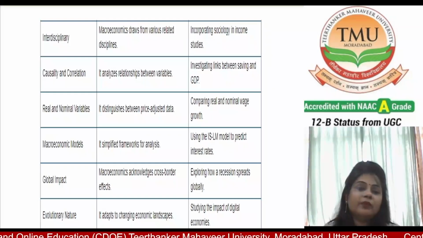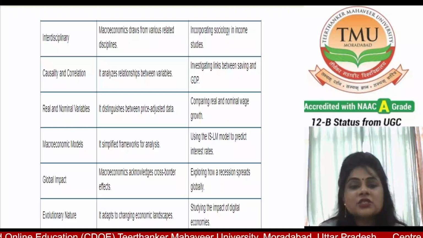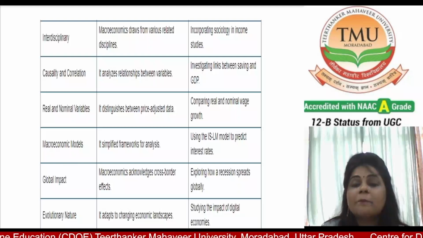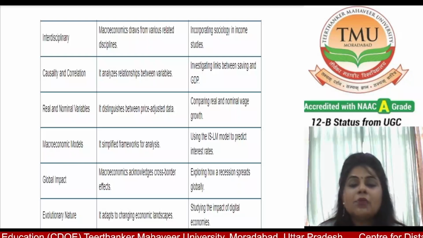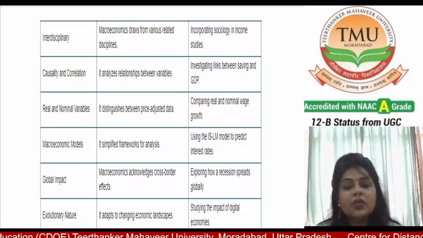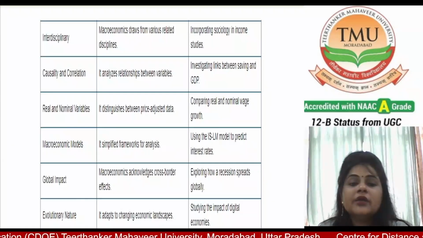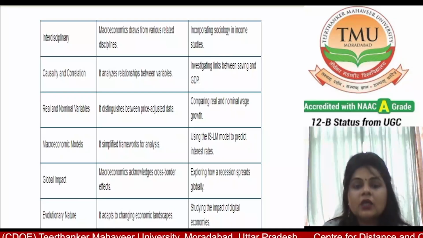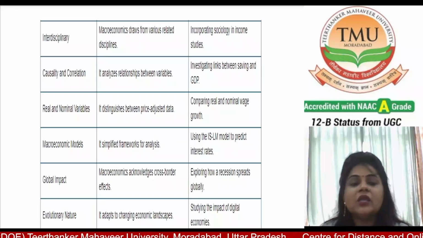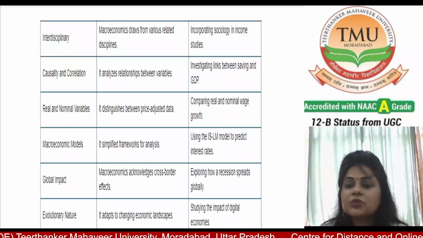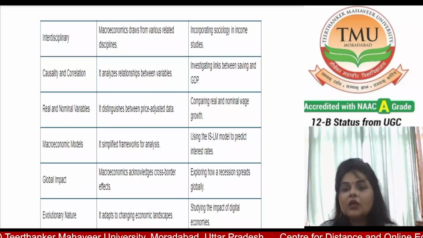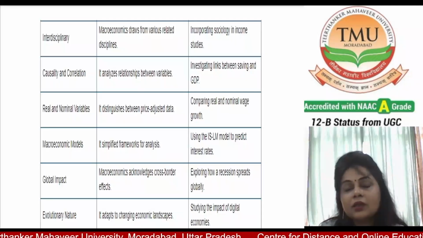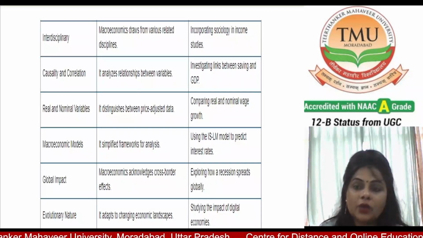So, conclusively, we can say macroeconomics enriches our knowledge of the functioning of an economy by studying the behavior of national income, output, investment, saving, and consumption. Moreover, it throws light on solving the problems of unemployment, inflation, economic instability, and economic growth. I hope you understood the meaning of macroeconomics, the nature of macroeconomics, and the contribution of Keynes to macroeconomics.